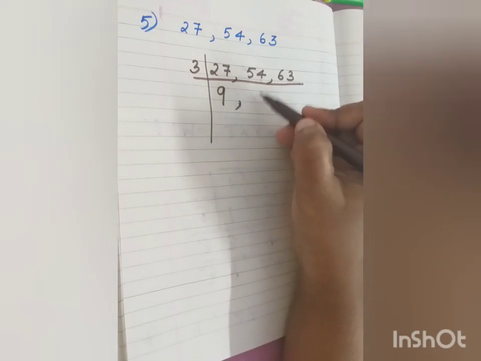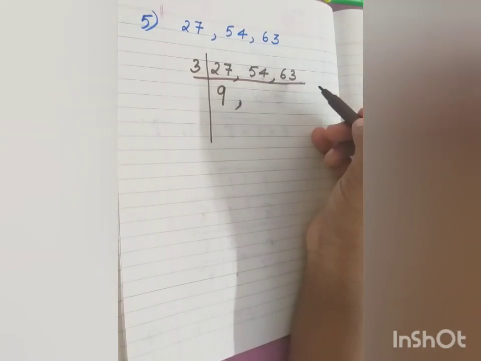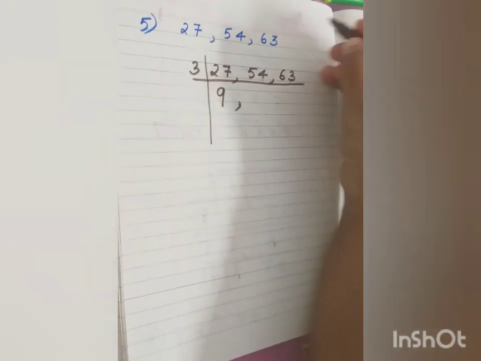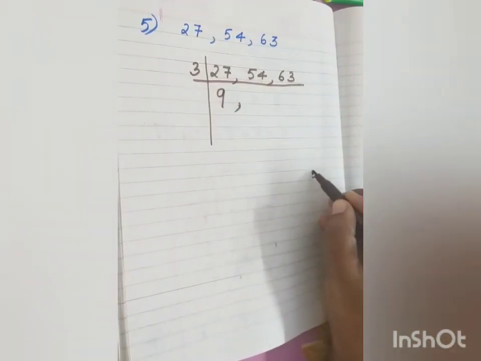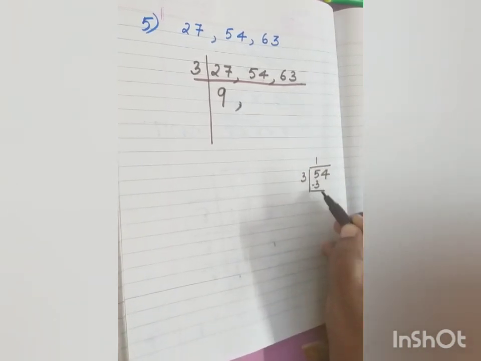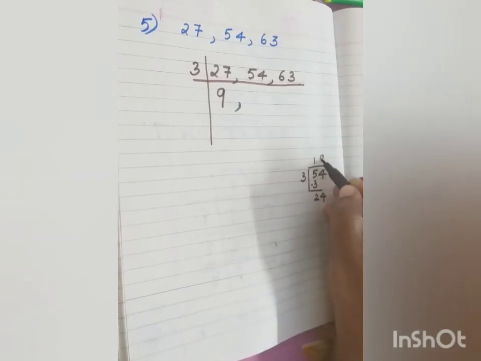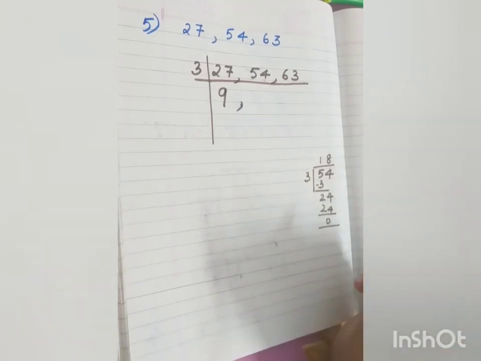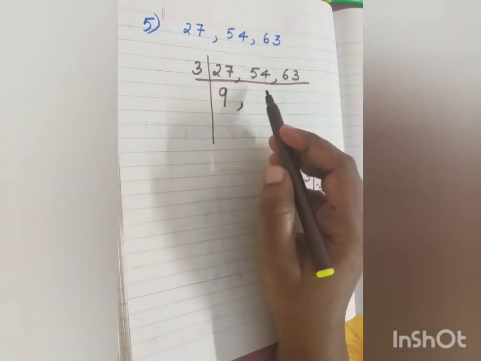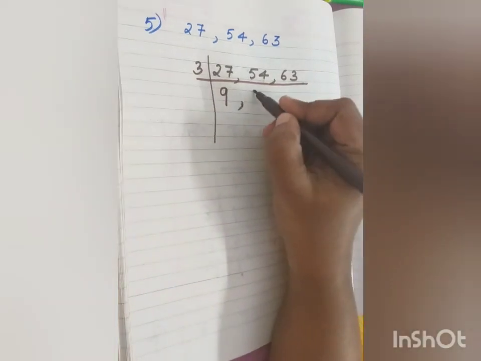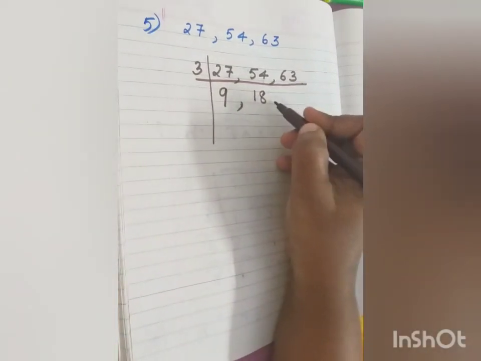Now 3 into what gives you 54? I don't know, isn't it? You also don't know. So for that, let us do the division. 54 divided by 3. 3 ones are 3. 3 eights are 24. So the answer is 18. If you don't know the division, you can just divide and check. Okay, children, so 3 into 18 gives you 54.